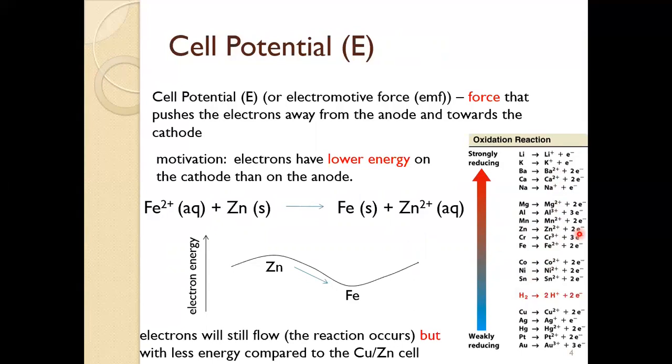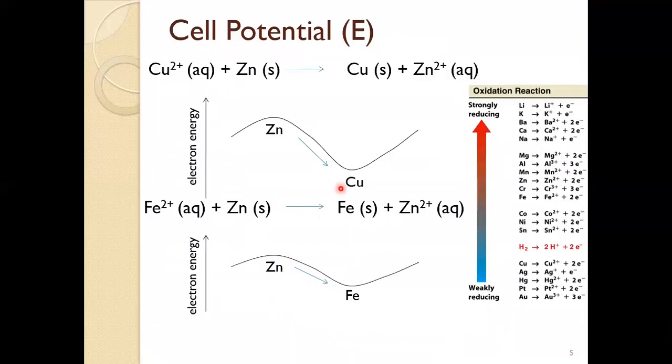But it is like rolling the ball down a steep hill, as with the zinc copper example, versus a more shallow hill. Yes, the ball still rolls down the hill, and the electrons still flow from the anode to the cathode spontaneously. But because this difference in electron energy is not as great as what we saw with the zinc copper example, the electrons flow with less energy relative to the copper zinc cell.